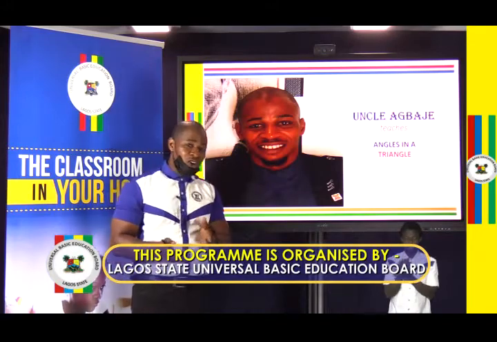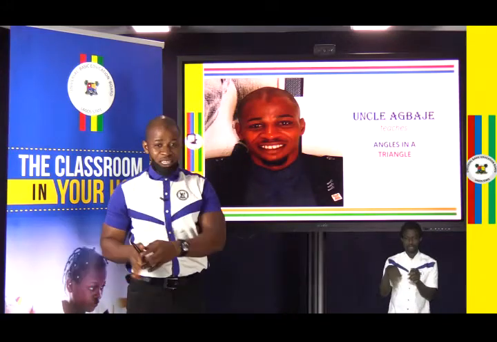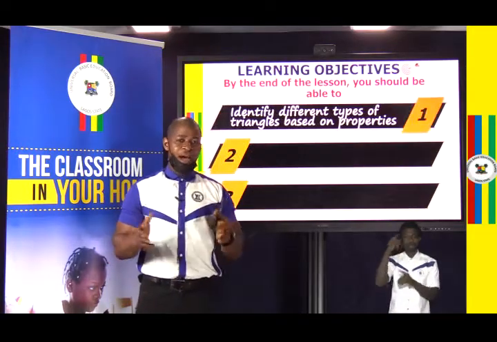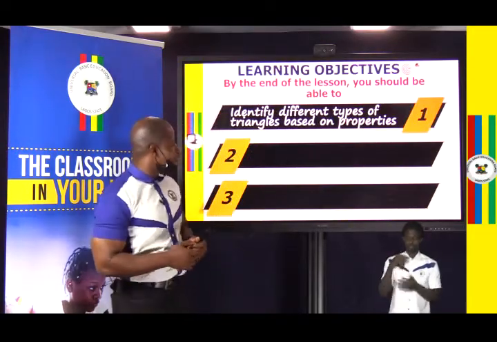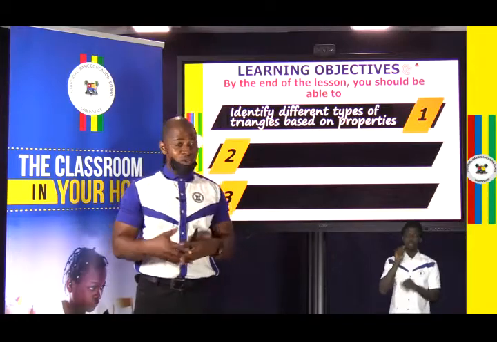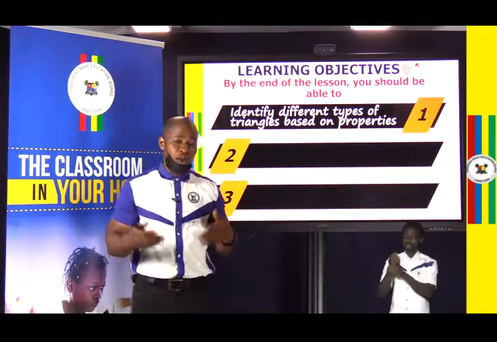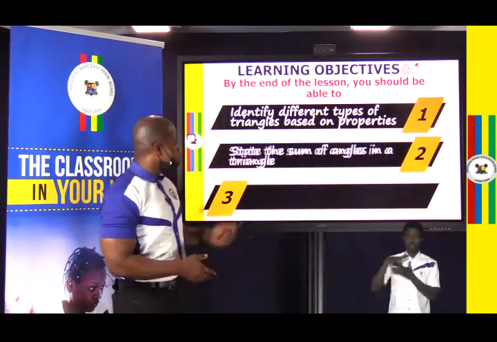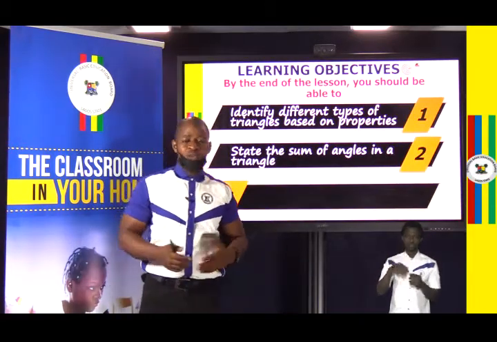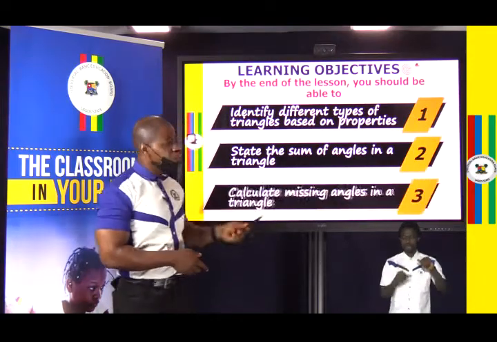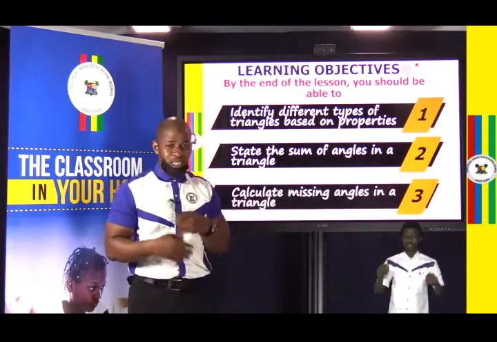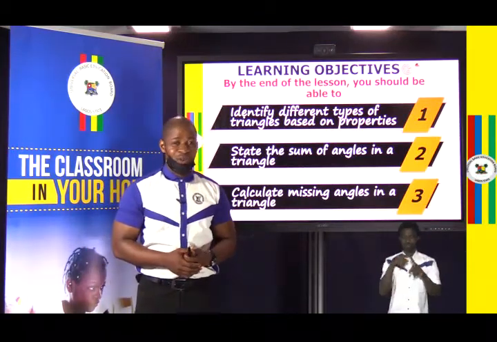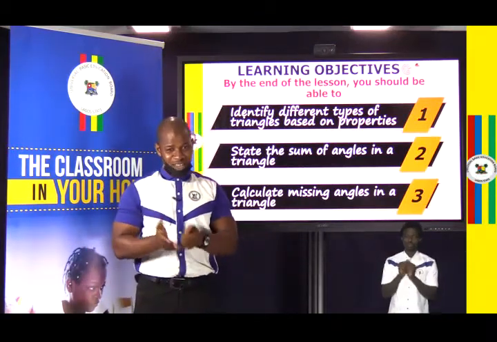Today we will be extending our knowledge of angles to angles in a triangle. What will be our learning objectives for today? By the end of this lesson, we should be able to identify different types of triangles based on their properties. Of course, we have learned this in our previous lessons. We'll just be reviewing them. Now, we should be able to state the sum of angles in a triangle. And finally, we should be able to find missing angles in a triangle when we know the sum of angles in the triangle. Now, without wasting much time, let us begin.